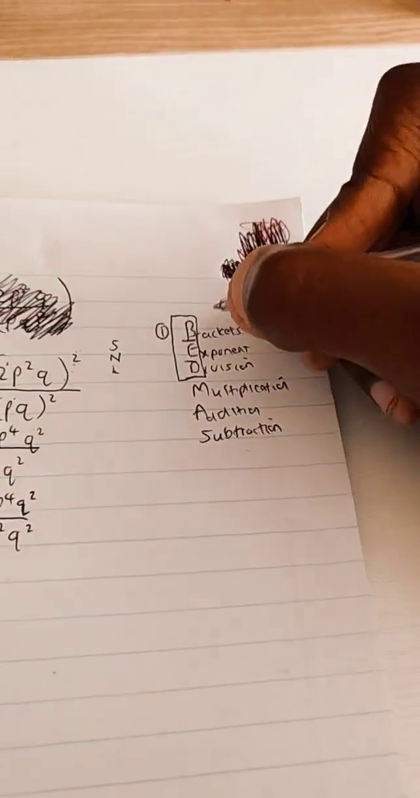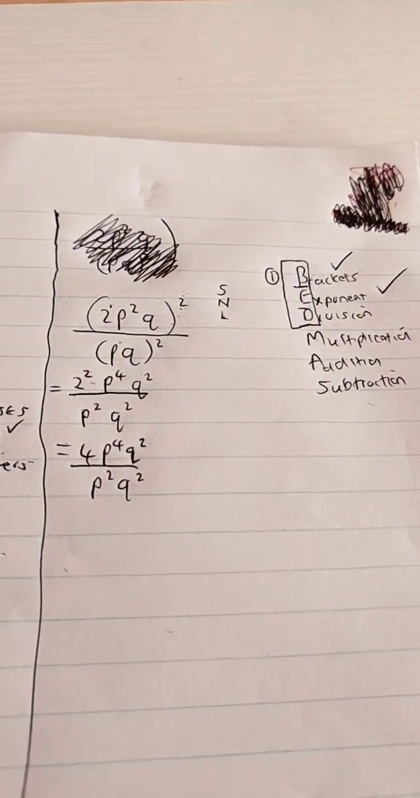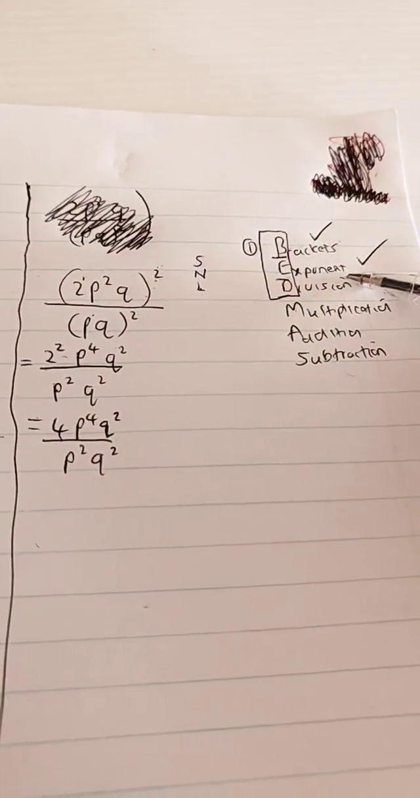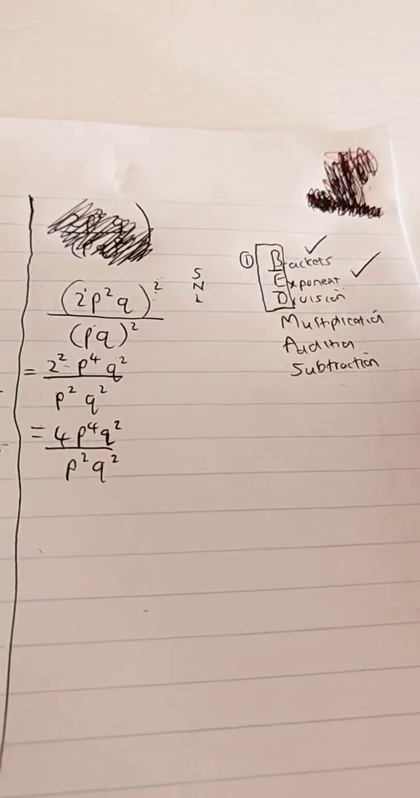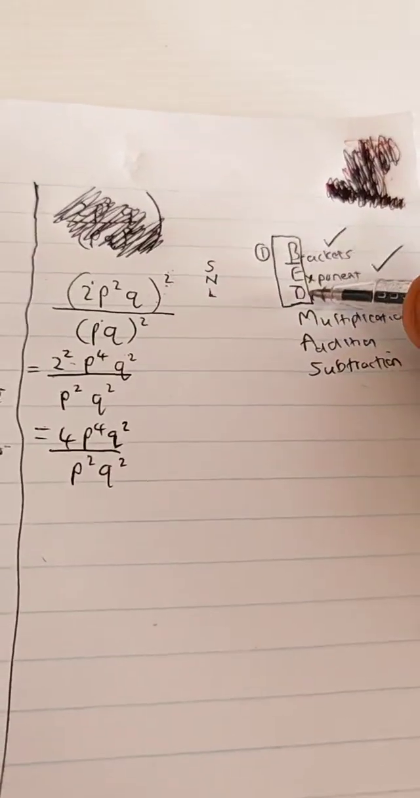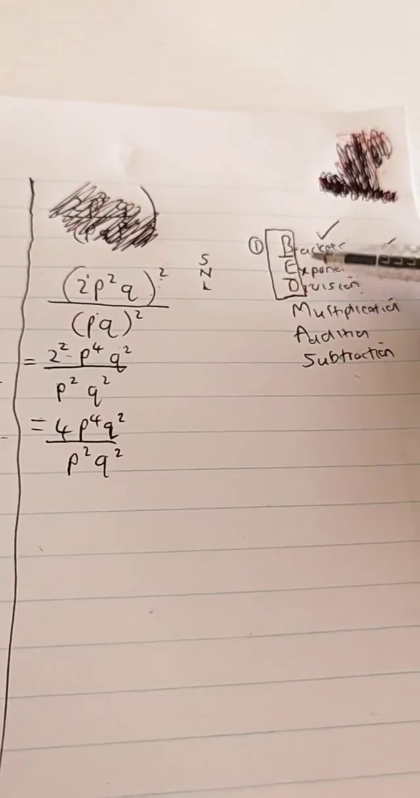Now that we have dealt with the brackets and the exponents, we can now proceed and move on to the next line of what? Of operation. Okay, does that make sense?